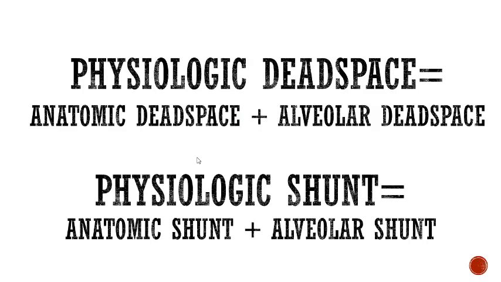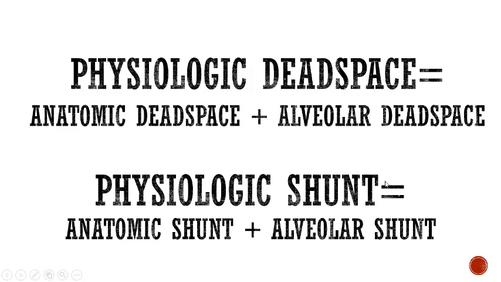So physiologic dead space and physiologic shunt are just the sum of the two things. Physiologic dead space is your anatomic dead space, which is your naturally, normally occurring dead space. This is your conducting zone, plus your alveolar dead space. And this would be caused by some sort of disease process that would be blocking your blood flow, because dead space is having ventilation, not having perfusion.